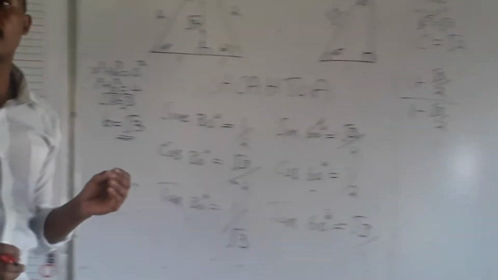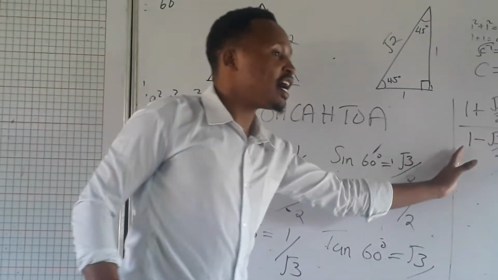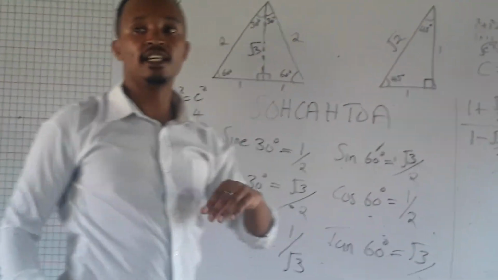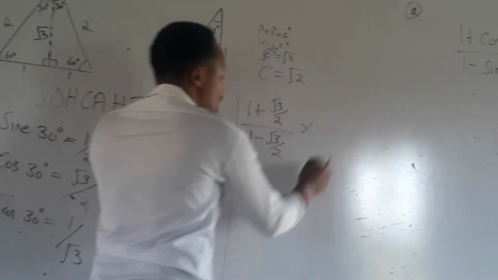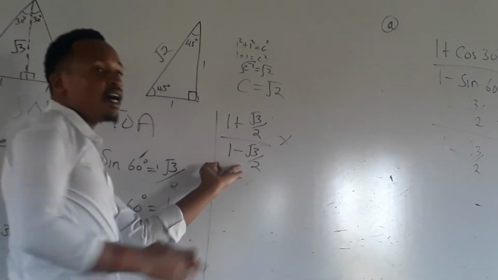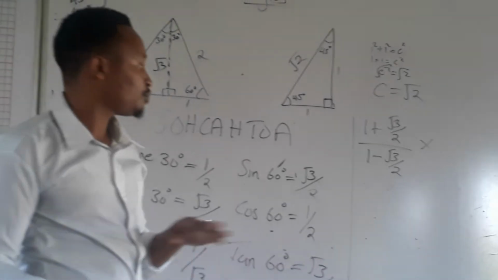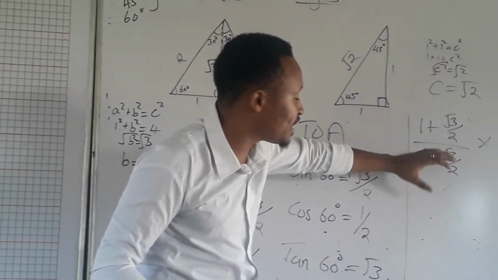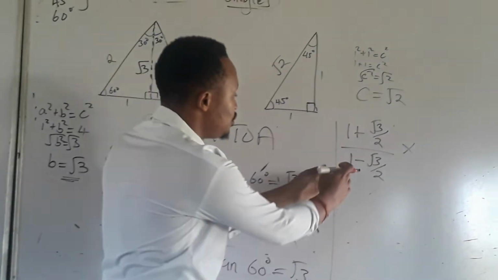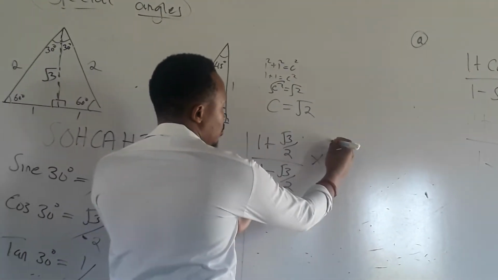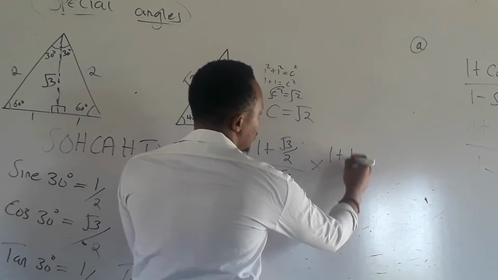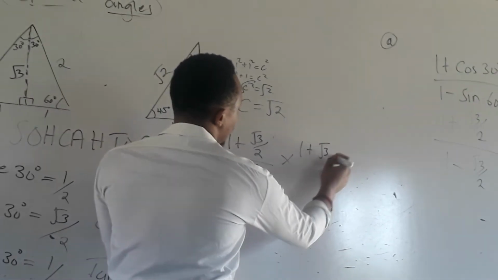You want to get this answer. For you to get this answer, you need to rationalize. Rationalizing means you multiply by the conjugate. Remember, I taught you what a conjugate is. So you're going to multiply with the conjugate of the denominator. So the conjugate of this is going to be what? The conjugate of this side is 1 plus root 3 over 2.